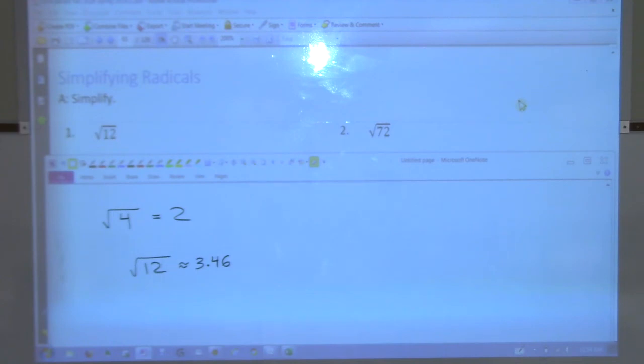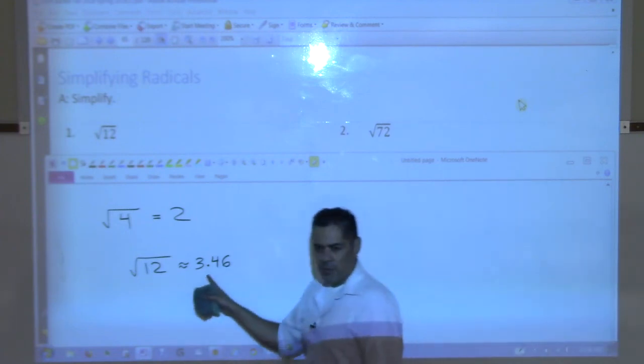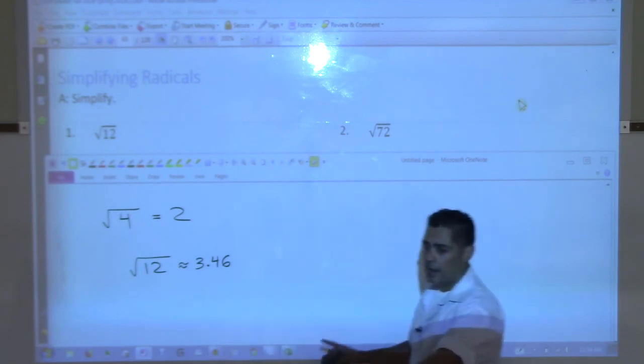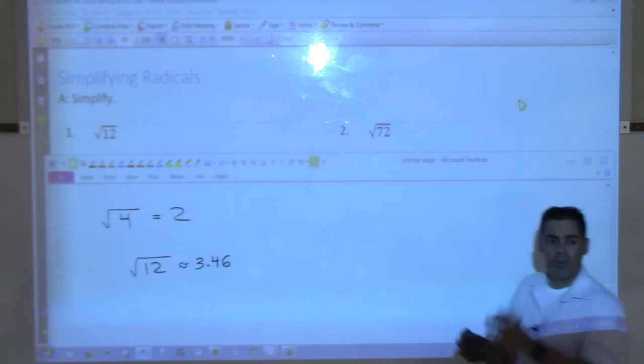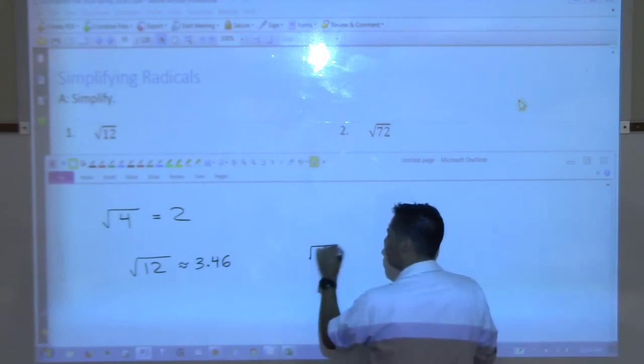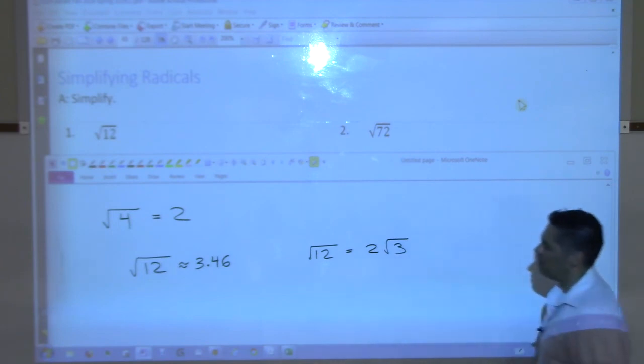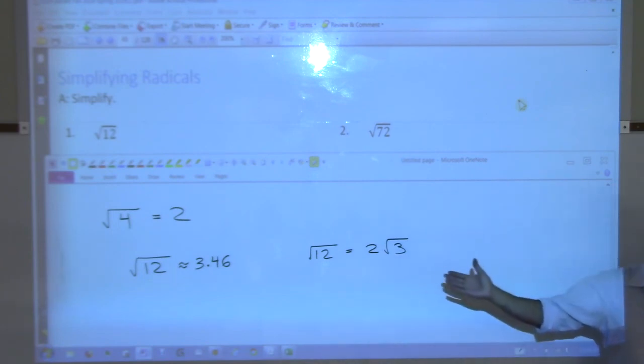So mine brings it out as 2 and then square root. Okay, so what did yours say, 2 root 3? Yours said 3.46 because you're using a different calculator, which is okay, all right? So what did your calculator say? 2 square root 3. All right, so let's talk about the two different answers off of the two different calculators.